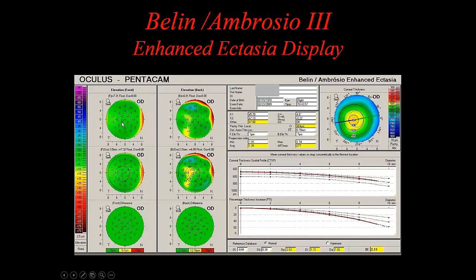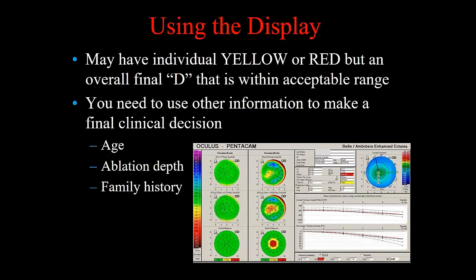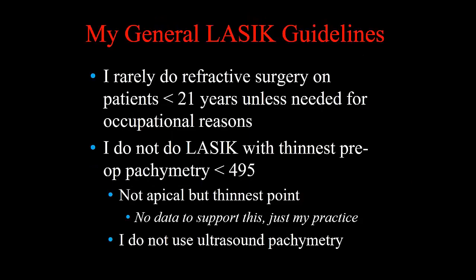Here's the pachymetric map. This again is the anterior elevation. This is the posterior elevation. And then the D values, and again, the one that's predictive is the final D here. As I said already, you may have individual yellow or red, but it's really the overall D that becomes clinically important. The map is there to help you. It doesn't tell you what to do. You need to consider age, ablation depth, family history, and stability of the exam.